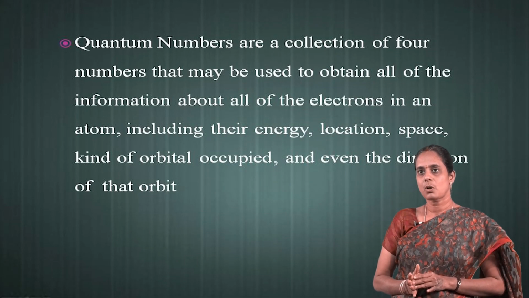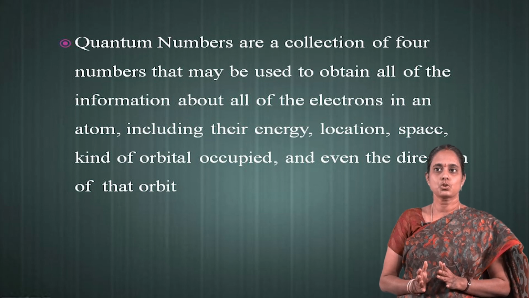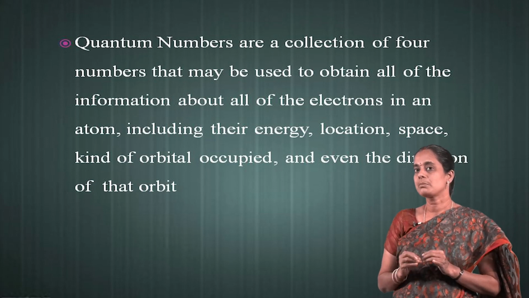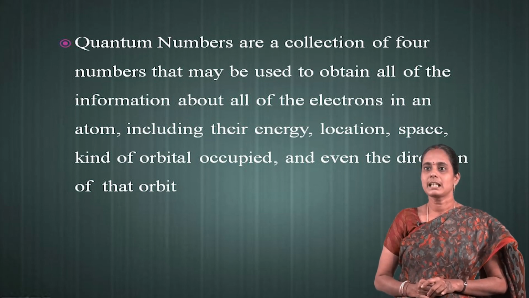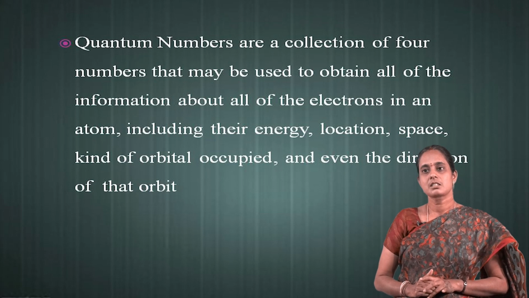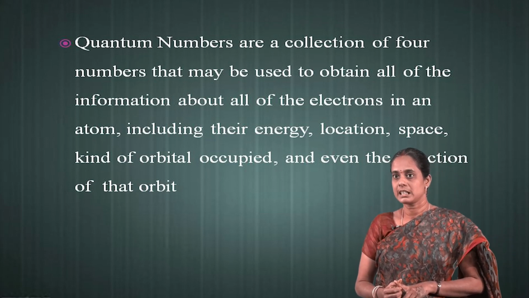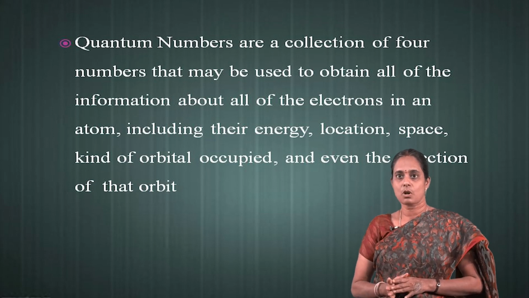Quantum numbers are a collection of four numbers that may be used to obtain all the information about the electrons in an atom, including their energy, location, space, kind of orbital occupied and even the direction of that orbital.